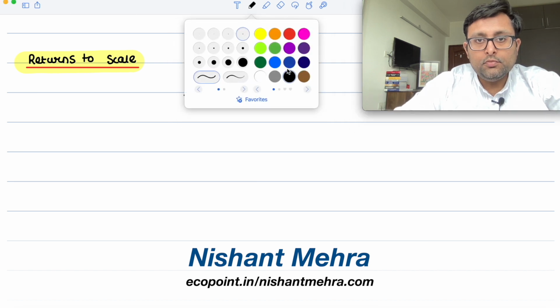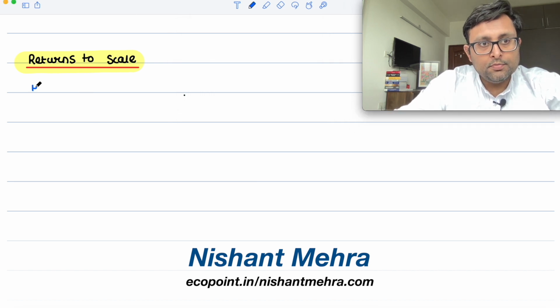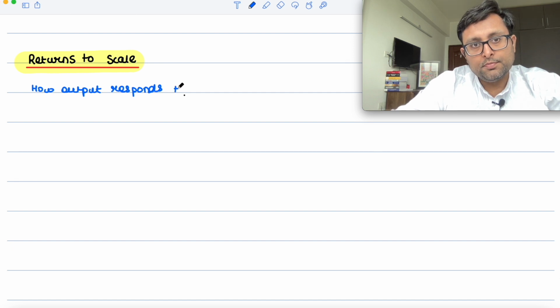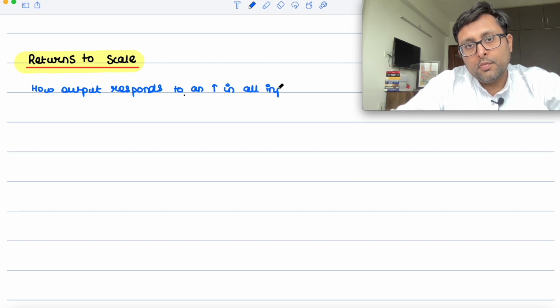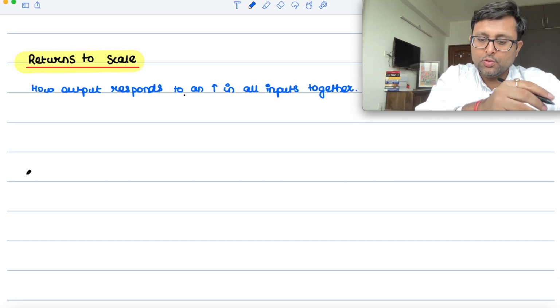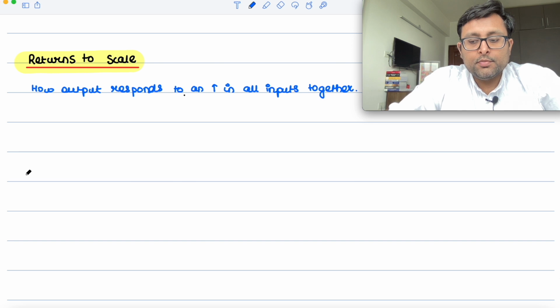That is, how output responds to an increase in all inputs together. How an output responds to an increase in all inputs together.